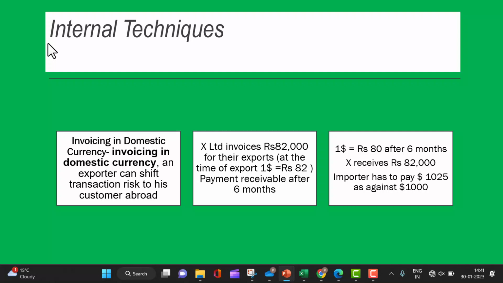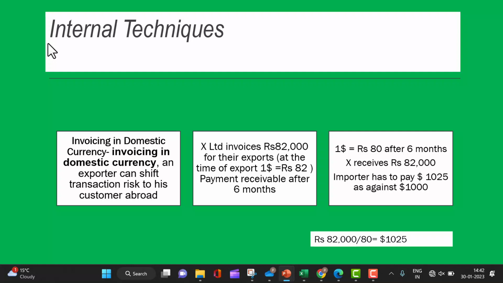Okay, but then who is going to bear it? The importer has to pay. Instead of $1,000, now he's supposed to pay $1,025. How? Because now the rate has become 80. So 82,000 divided by 80 comes to $1,025. So the other guy has to pay more in dollar terms. You are getting your own money. If your customer accepts this, you can always shift the responsibility or the risk to the other party.